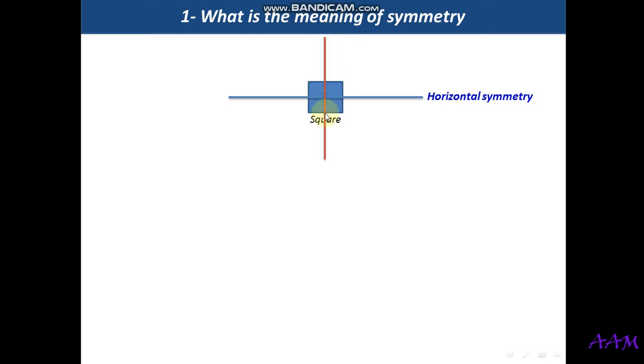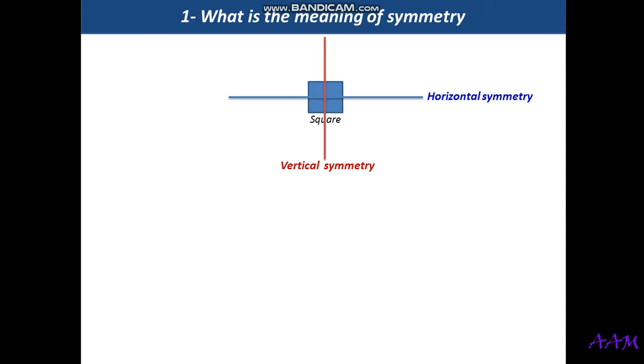When I cut the shape in halves vertically, I see, is the right side a reflection of the left side? Does this part look like this part exactly? Then that means vertical symmetry also exists. So I can say that the square has symmetry horizontally and vertically. Both of them hold for the square. As for the square, vertical and horizontal symmetries do exist. It has both of them.